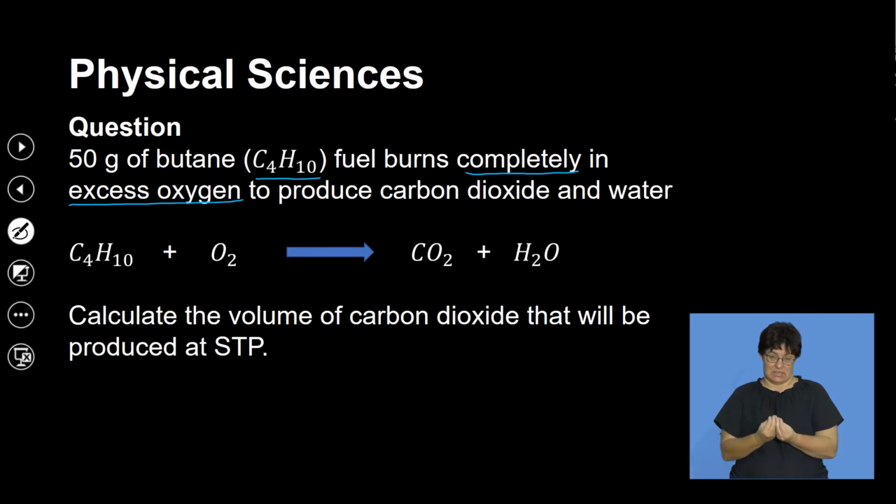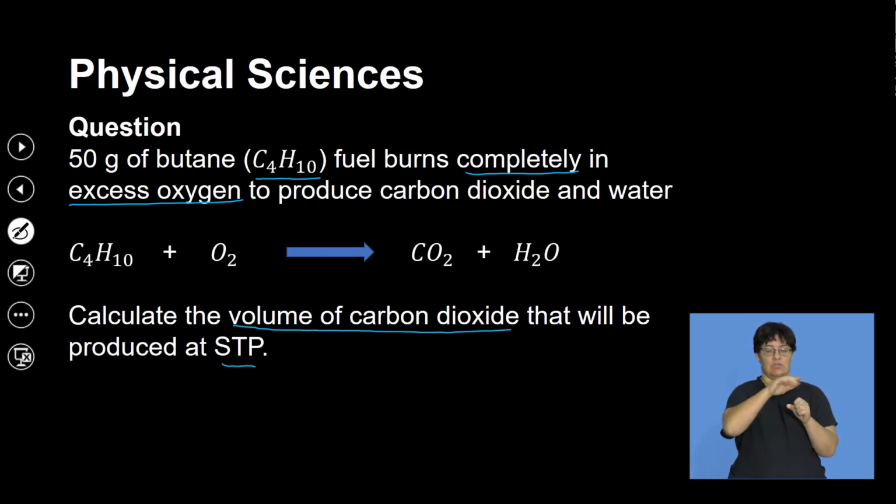Then the question says, calculate the volume of carbon dioxide that will be produced at STP. What does STP stand for? It stands for standard temperature and pressure. Because this is a stoichiometric problem, the law of conservation of mass must be applied. Now, let's ask ourselves the question: is the equation of reaction balanced or not? If not, then we need to do something about it.